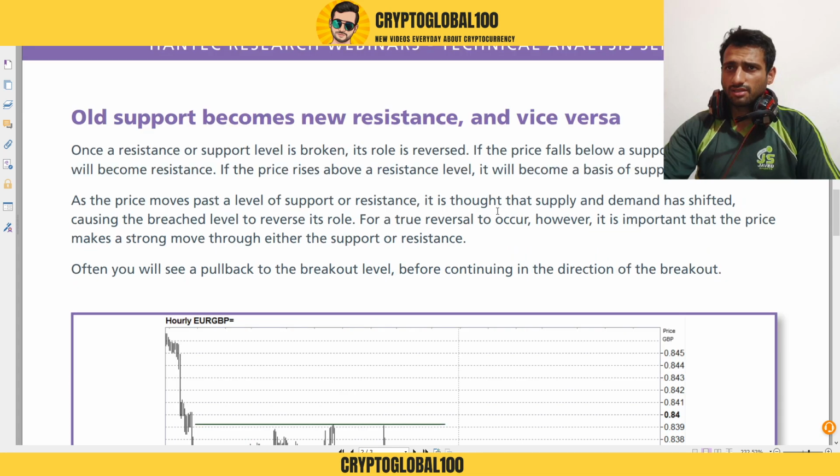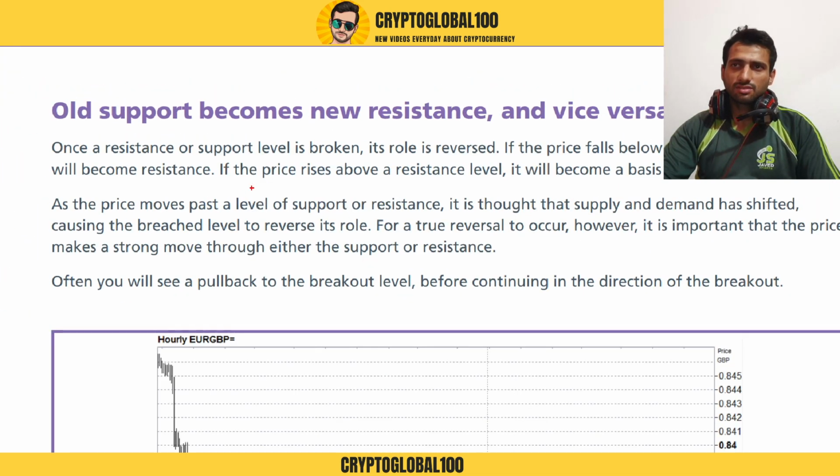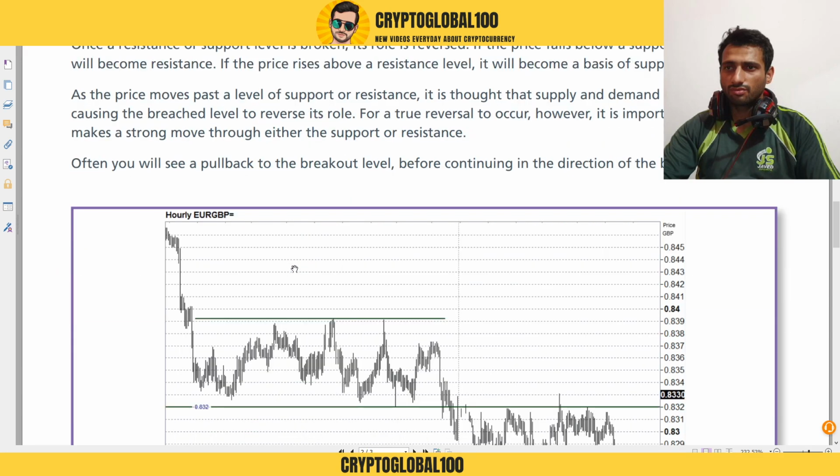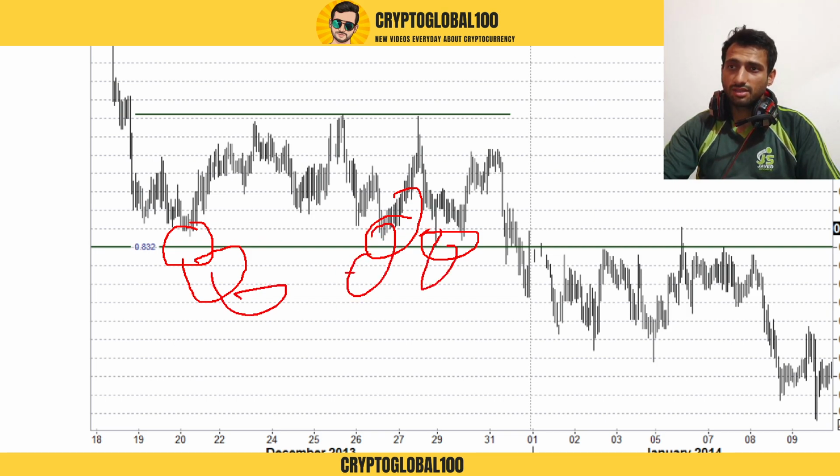Now the second thing: old support becomes new resistance, which is called SNR flip. Okay, what happens when a certain level is broken? Take a look at an example of this. This was the support area, or you can call it the demand zone. Okay, the demand area, or the buyers area.